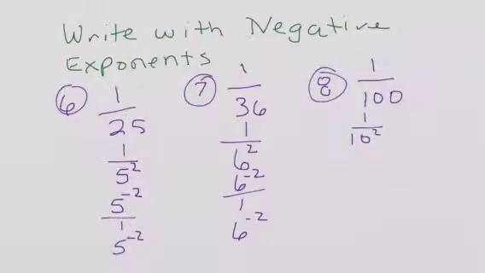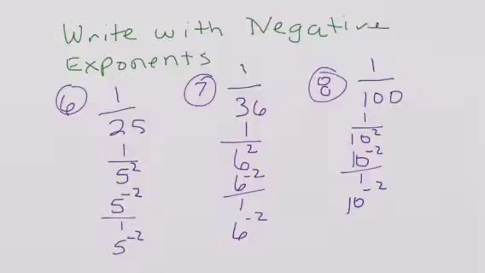The squared is happy, and if I upset him, he's going to go into the numerator, so he's going to be 10 to the negative 2 over 1, which is going to simplify to, not negative 10, it's going to simplify to positive 10 to the negative 2.